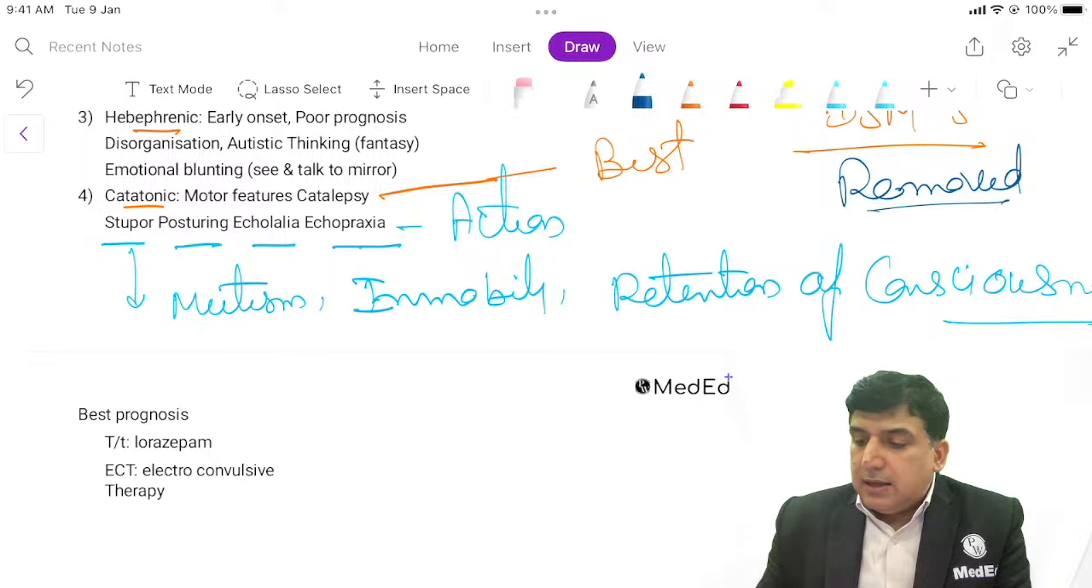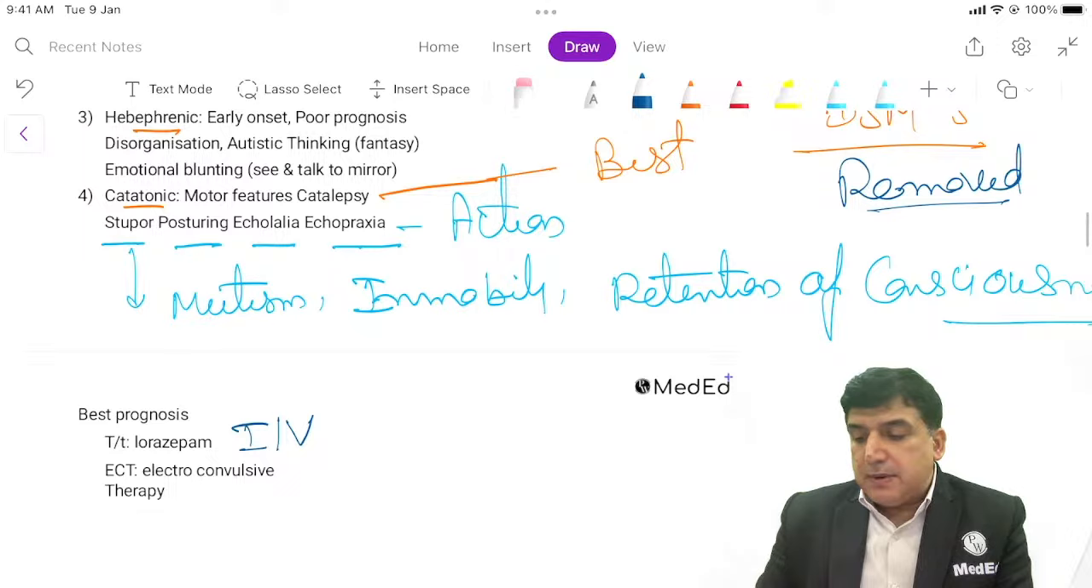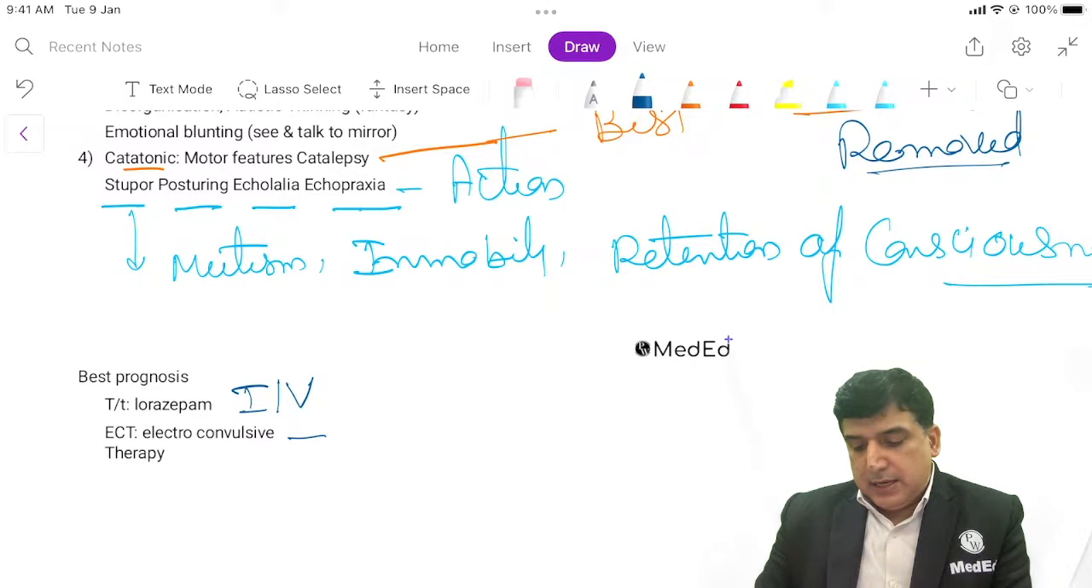Catatonia has the best prognosis, as I mentioned. If they ask the treatment of catatonia, usually we don't know the etiology. There are multiple hypotheses about the etiology of catatonia, but in catatonic schizophrenia, the treatment is what? IV lorazepam. Initially we give IV lorazepam. If the patient is not responding well, we go for ECT, so you have to remember that.